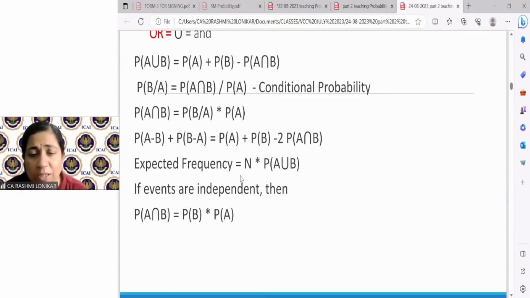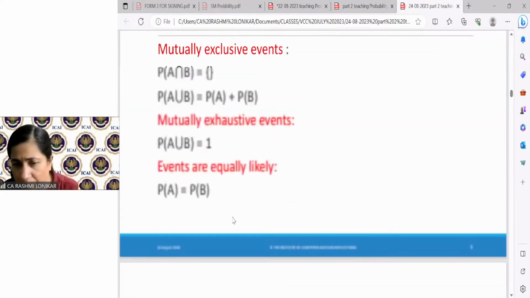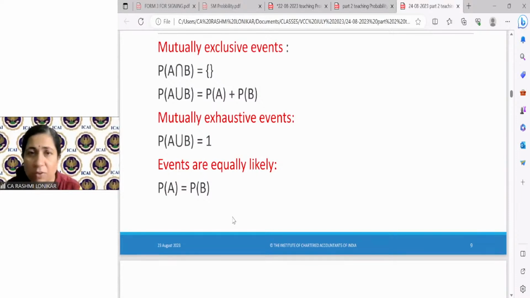Expected frequency is N times P of A union B. Means what? If the formula calculates something and then you have to apply it onto the total data, you will multiply by N. If the events are independent, P of A intersection B will be equal to P of B into P of A. Mutually exclusive events, P of A intersection B will be 0. That is null sets. Then P of A union B will be equal to P of A plus P of B. And equally likely means P of A is equal to P of B.